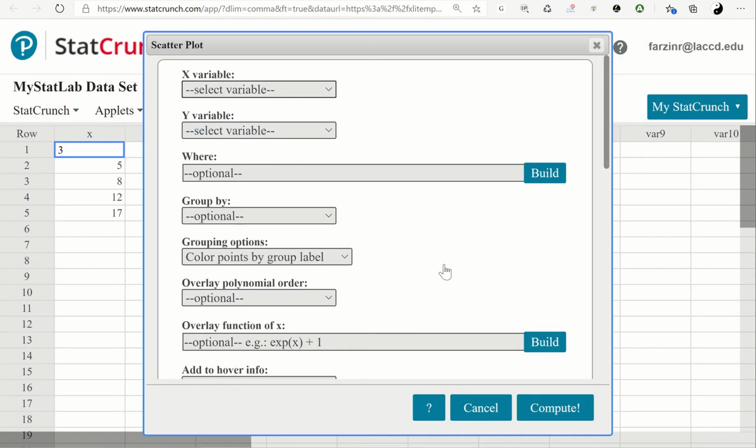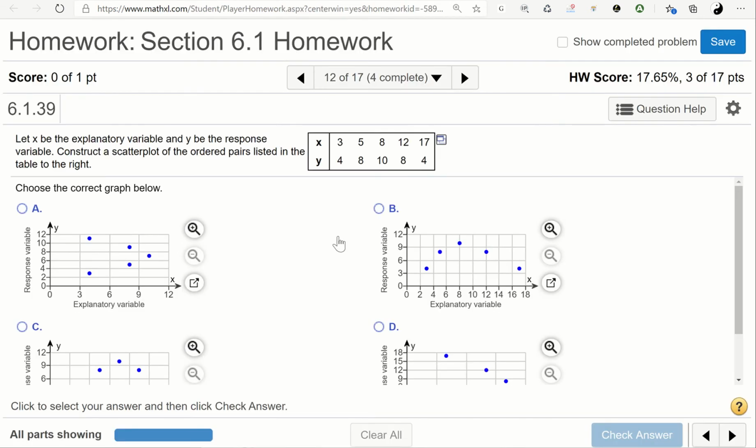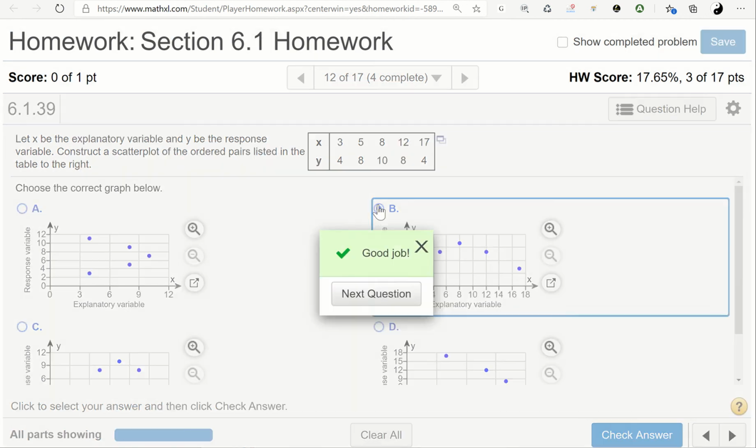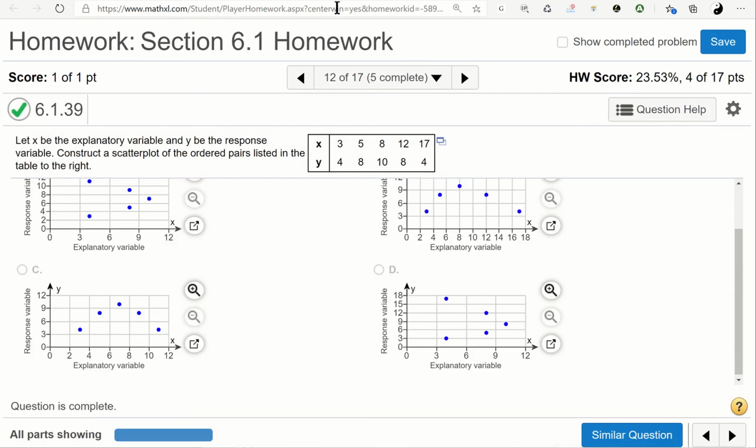Let's say, oh, we didn't choose the variables. So for the x variable, we'll just use x. For the y variable, we use y. And that's it. Okay. So notice this goes from 4 to about 10 vertically, and horizontally we go to 17. So when you go back to pick your graph, you need to make sure you pick the one that looks just like that. So you select it and then you are done. Okay.